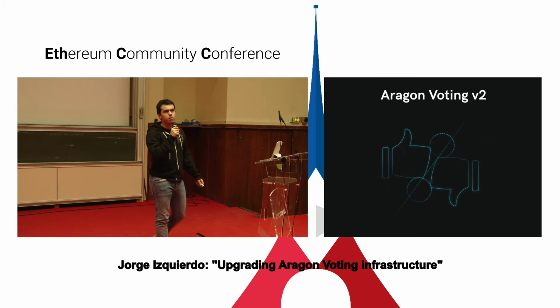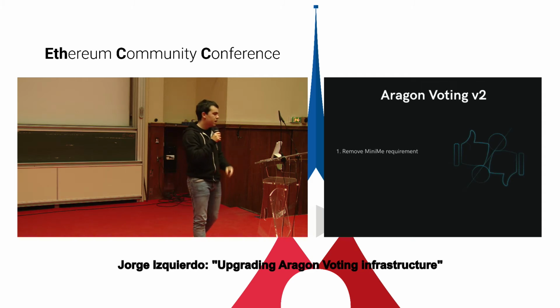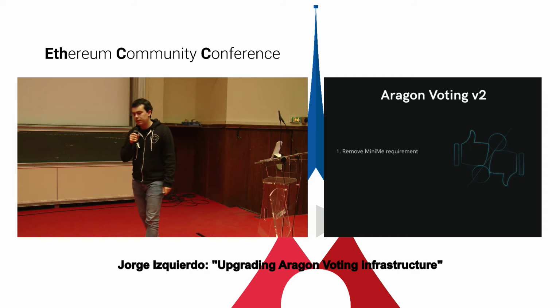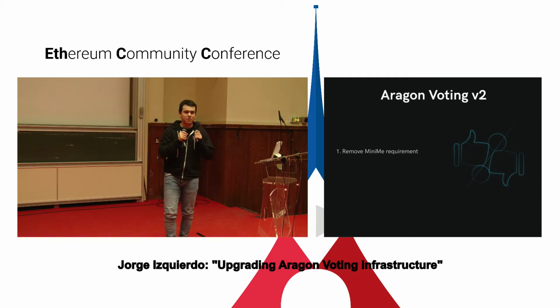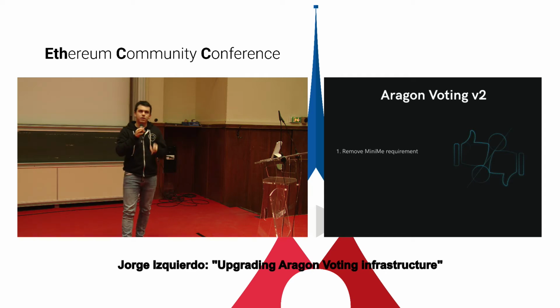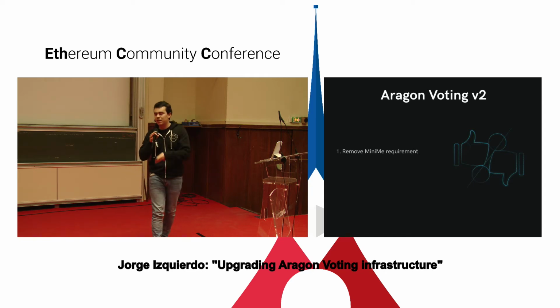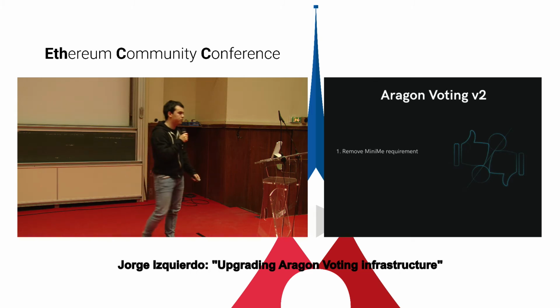So, Aragon Voting V2. We're calling Aragon Voting V2 an umbrella of different improvements that we want to ship at the same time. The two major improvements that we're making are, number one, removing the mini-me token requirement for all Aragon DAOs. This has been great for us up until now, but we've been getting a lot of existing projects and protocols that have a token and also want to use Aragon. Right now you need to wrap your token into a mini-me token, and this is becoming a UX hurdle. We will go deeply into why we're doing that.